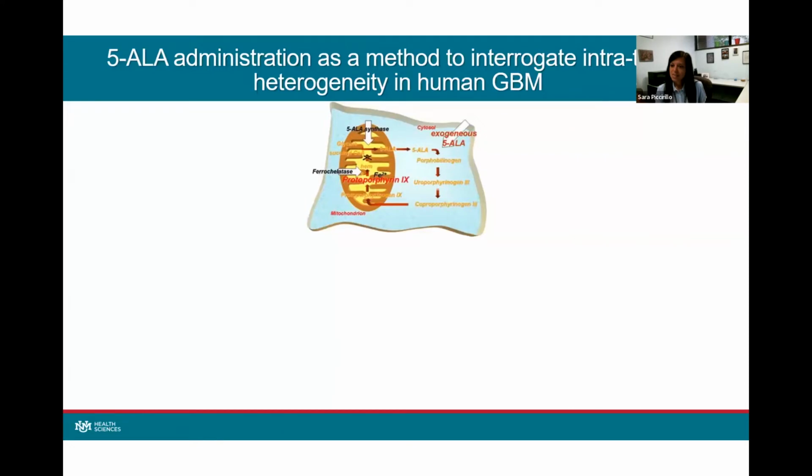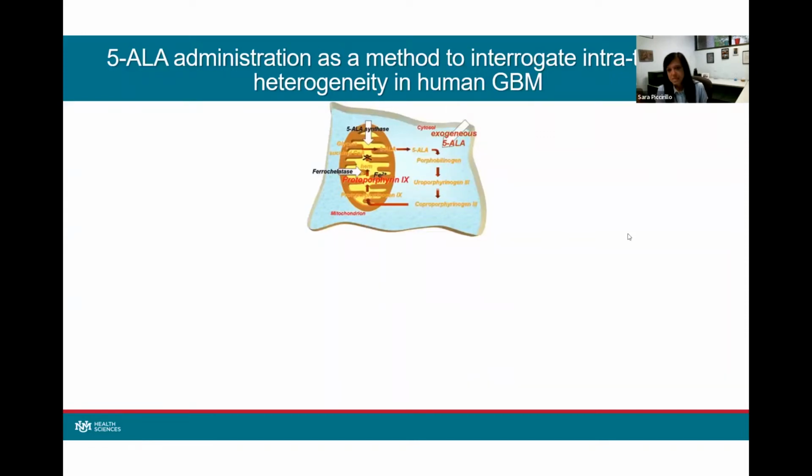In order to dissect the intratumor heterogeneity, we need an objective method to perform this multiple sampling. During my postdoctoral training in Cambridge, we adapted a surgical tool based on 5-aminolevulinic acid, abbreviated as 5-ALA, to perform an objective sampling of these tumors. So what is 5-ALA? 5-ALA is a precursor of the heme biosynthesis pathway, and it is usually administered before surgery because it allows a better resection.